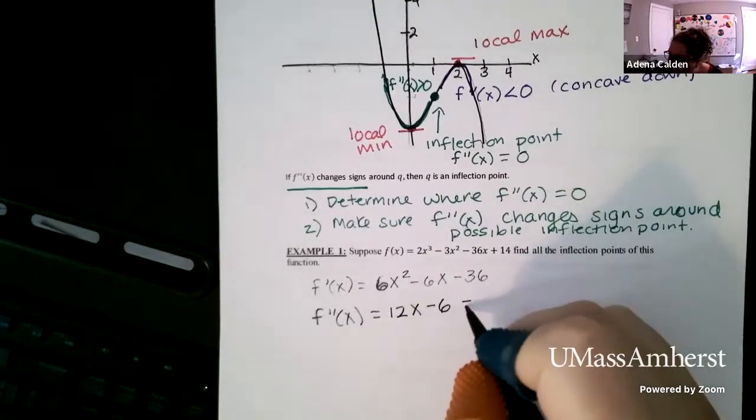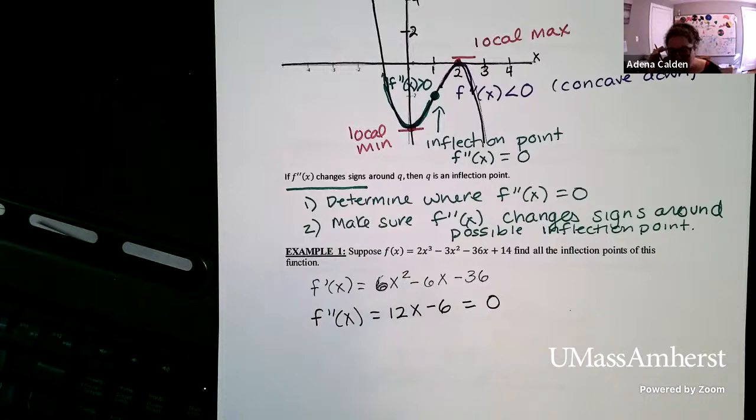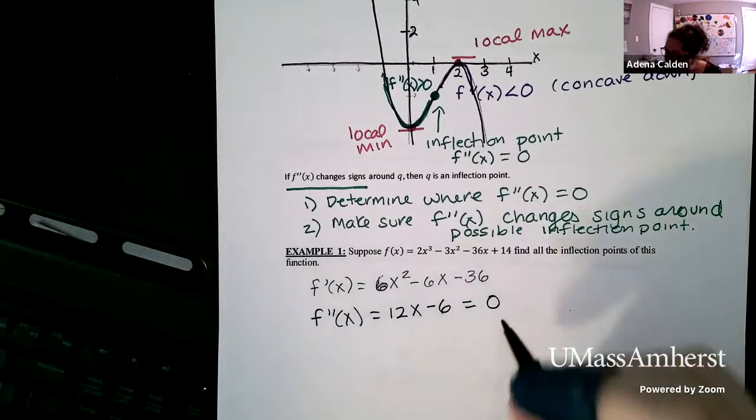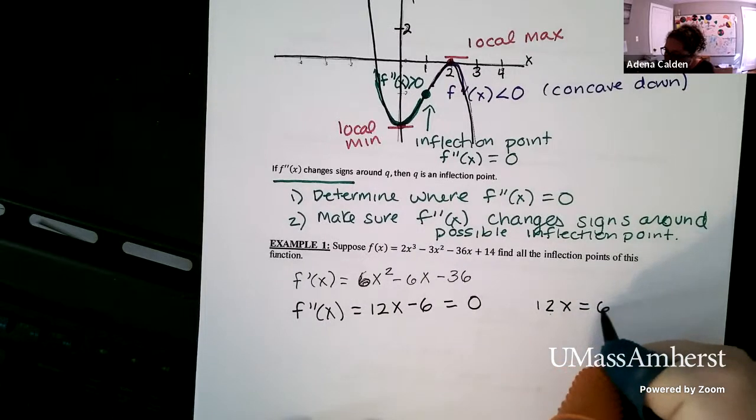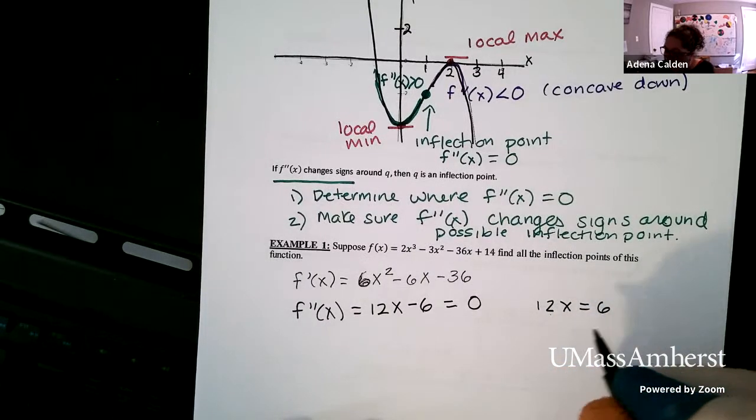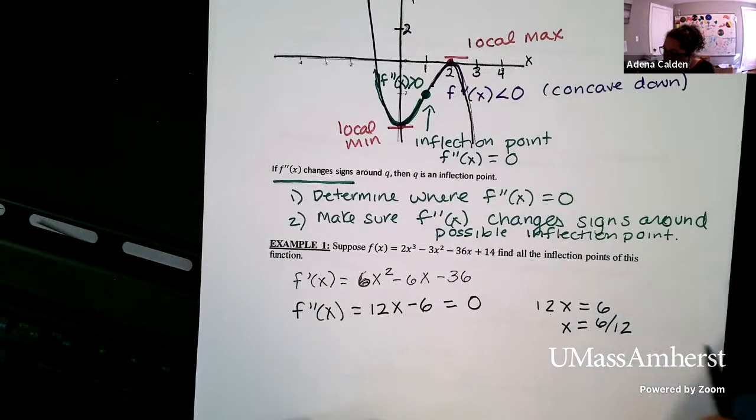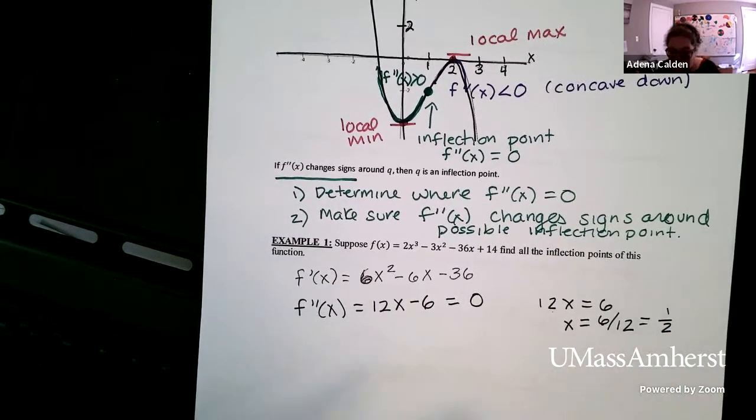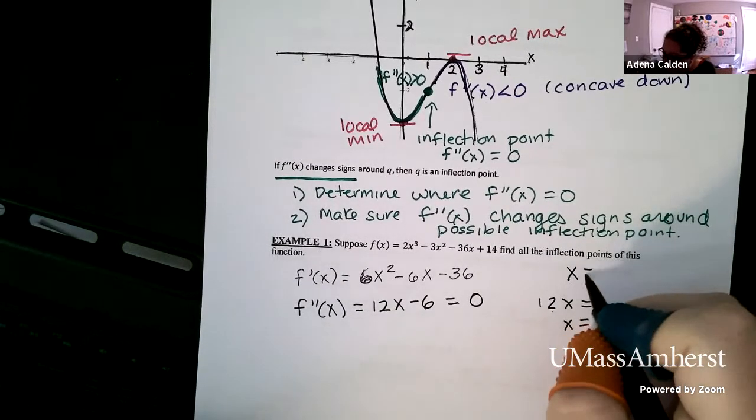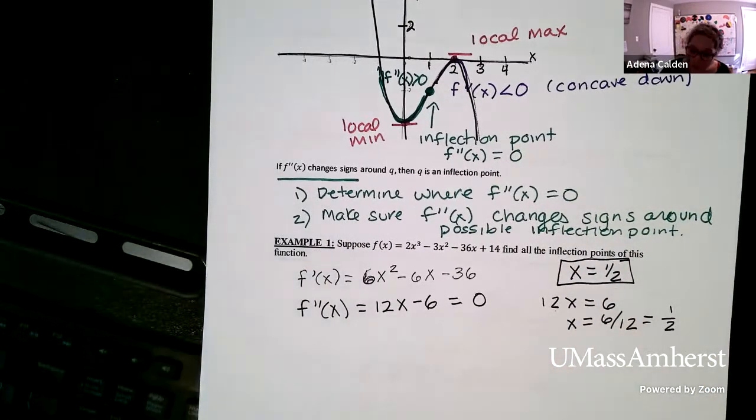And so if this function has any inflection points, it'll happen when the second derivative equals 0. So we want to set that equal to 0 and solve. We're going to bring the 6 over, and we get 12x equals 6. We're going to divide both sides by 12, and we get x equals 6 over 12, which equals 1/2. So if we have an inflection point, which we still have to check, it's going to be at 1/2.